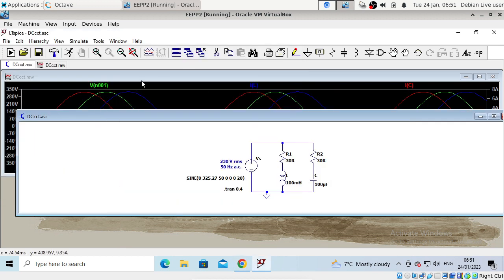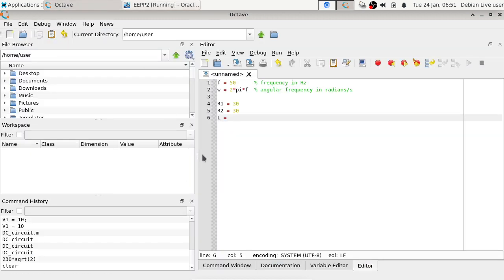So L is 100, and then the way we notate powers of 10 is using the following notation. 100 e minus 3 means 100 times 10 to the minus 3, so that's milli. 100 millihenries. And C is 100 microfarads, so that's 10 to the minus 6. This notation can be used not just in MATLAB and Octave, but also in C and C++ and lots of other programming languages.